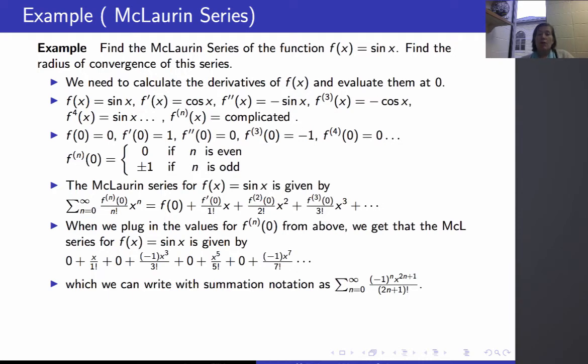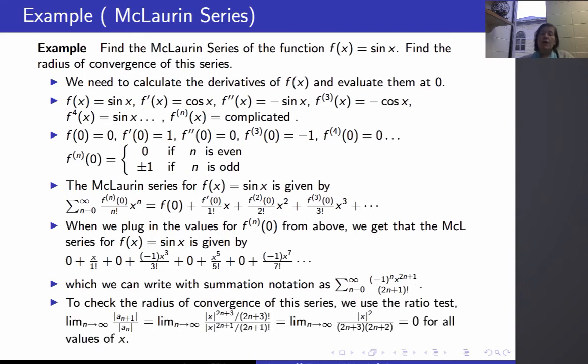And we can compactify this in our summation notation by writing these odd powers of x as 2n plus 1, and they have coefficient minus 1 to the n because they are alternating between plus and minus 1. So the nth term of this series is given by minus 1 to the n, x to the 2n plus 1 over 2n plus 1 factorial, and we're summing from n equals 0 to infinity.